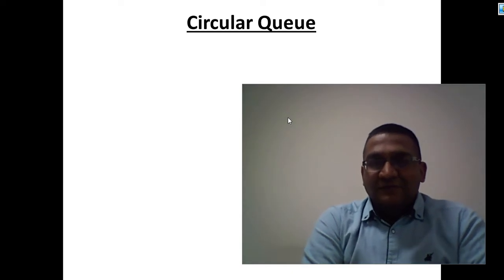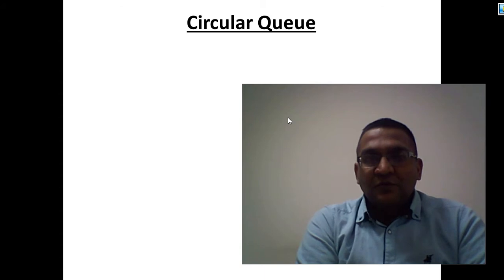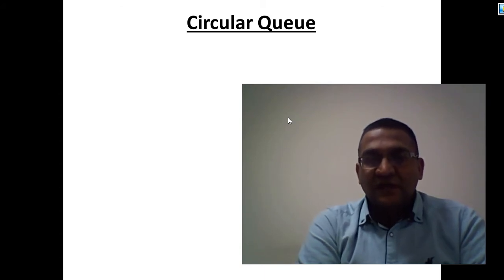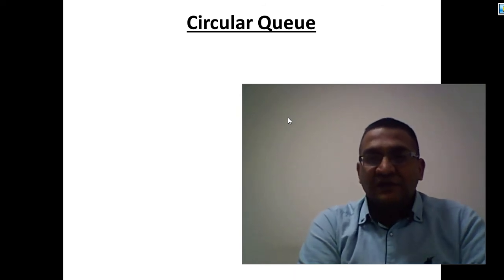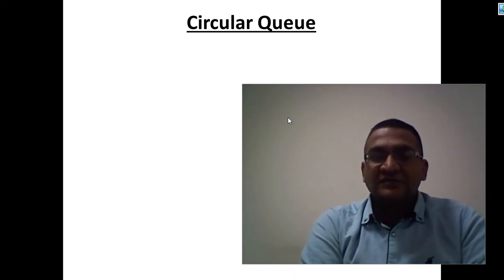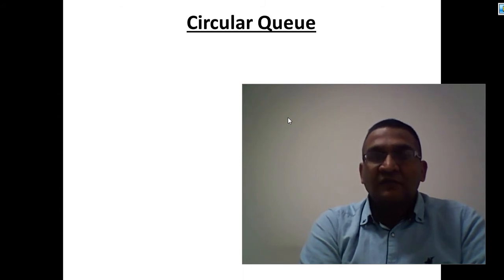Hello everyone. So in this lecture we are going to talk about circular queue. As the name suggests, the queue will be circular in nature. That means after your last position it will connect to the first position, or you can say the last index connects to the first index. We will see that there are certain drawbacks in the linear queue, and to remove that drawback we come up with a new concept called circular queue.